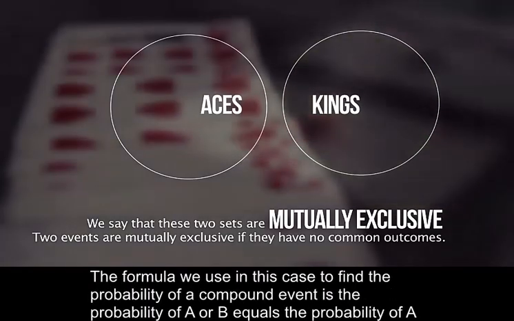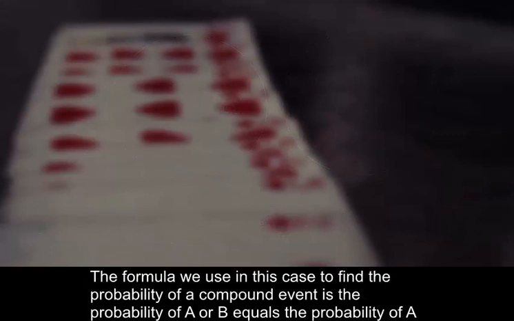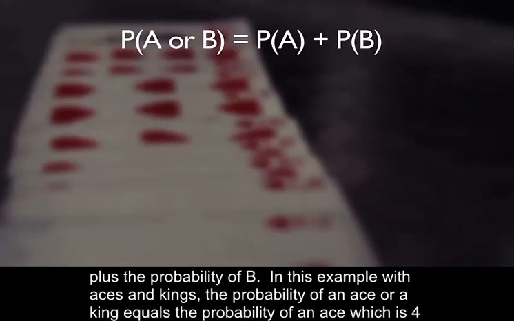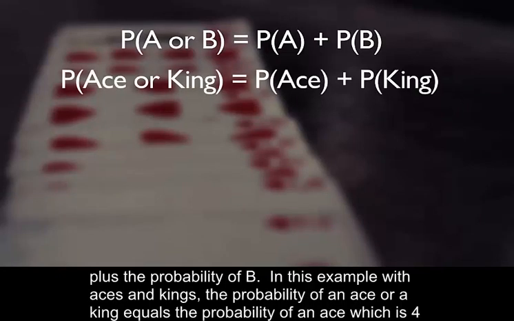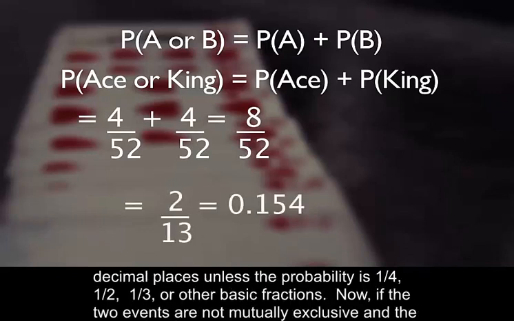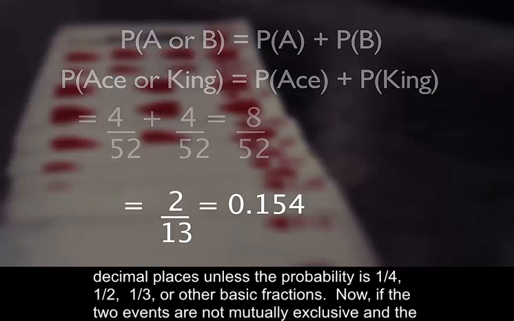The formula we use in this case to find the probability of a compound event is the probability of A or B equals the probability of A plus the probability of B. In this example with aces and kings, the probability of an ace or a king equals the probability of an ace, which is 4 out of 52, plus the probability of a king, which is 4 out of 52. This gives you a probability of 2 out of 13, or 0.154. Generally, we round to 3 decimal places unless the probability is 1/4, 1/2, 1/3, or other basic fraction.